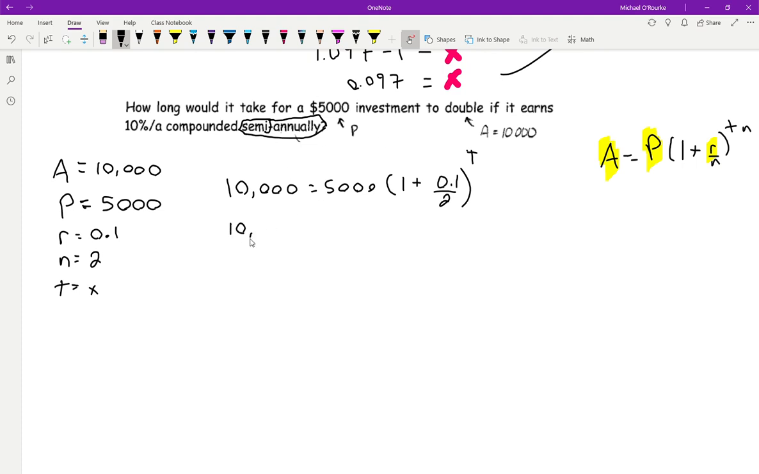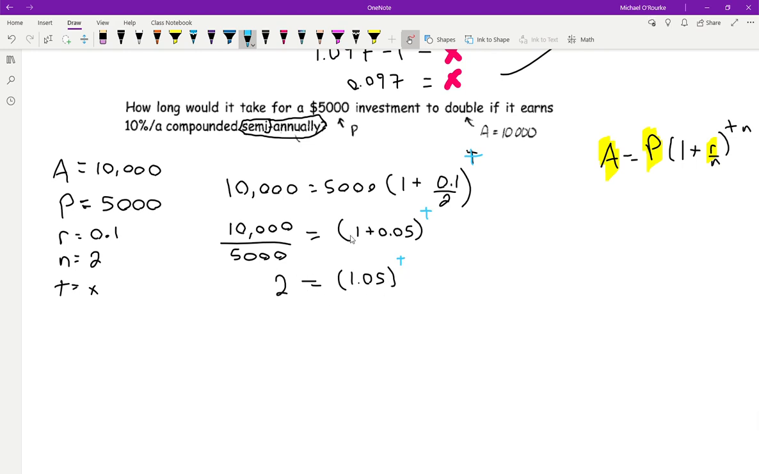And it becomes a 1. Good. 10,000 divided by 5,000. And we can even do inside the bracket right now, right? 0.1 divided by 2 is 0.05 to the power of t. Okay? Then we'll just do our math here. 2 equals 1.05 to the power of t.